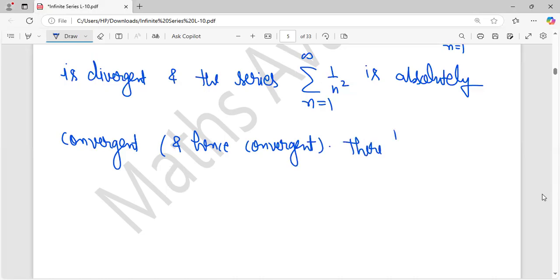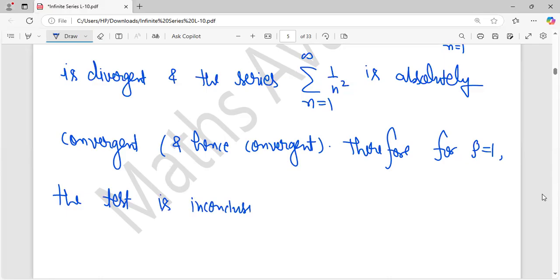Therefore, for rho equal to 1, the test is inconclusive. Inconclusive means it can be convergent, it can be divergent. In the case where rho comes to 1, we cannot conclude anything. So this theorem is done. Now we see some examples.